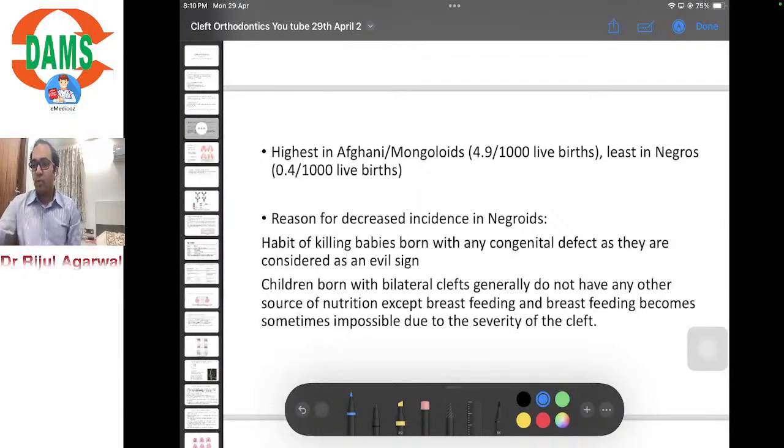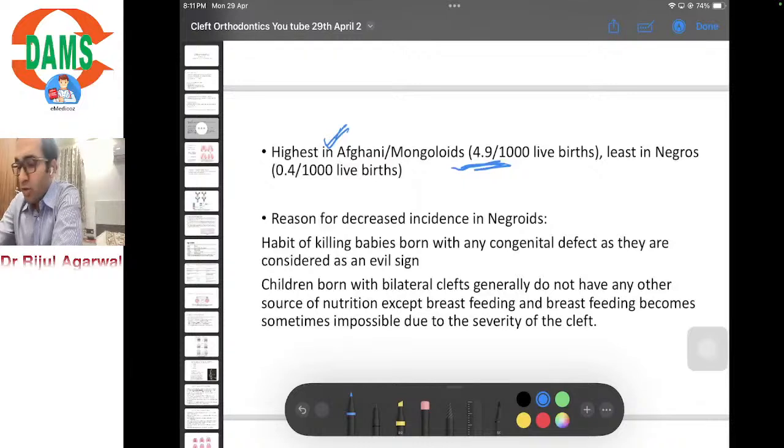Secondly, due to the lack of proper resources, children born with bilateral clefts generally do not have any source of nutrition except breastfeeding, and breastfeeding sometimes becomes impossible due to the severity of cleft. And as we all know, the Negroid population has inability to access basic fundamental resources and knowledge. So that is the reason responsible for the lower incidence of cleft lip and palate in their population. This figure is again important: the highest 4.9 and in which population.